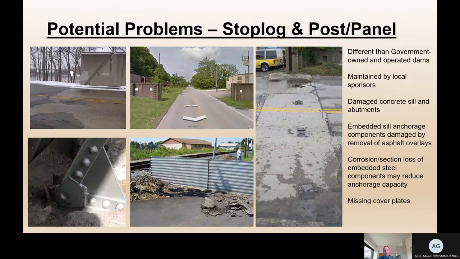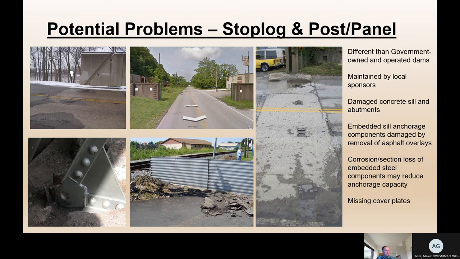Keep in mind, closures, levee systems, they're different than the government-owned and operated dams. They're maintained by local sponsors. They're traversed daily, sometimes thousands of times a day, by truck and automobile and rail traffic. And maintenance of all these closures can, in many cases, fall in arrears. So there can be damaged concrete sill in the abutments. They can be paved over, and when they're paved over, the asphalt needs to be removed during a flood so you can get to the closure sills, and that means that those closure components can be damaged by the milling equipment that removes the pavement.